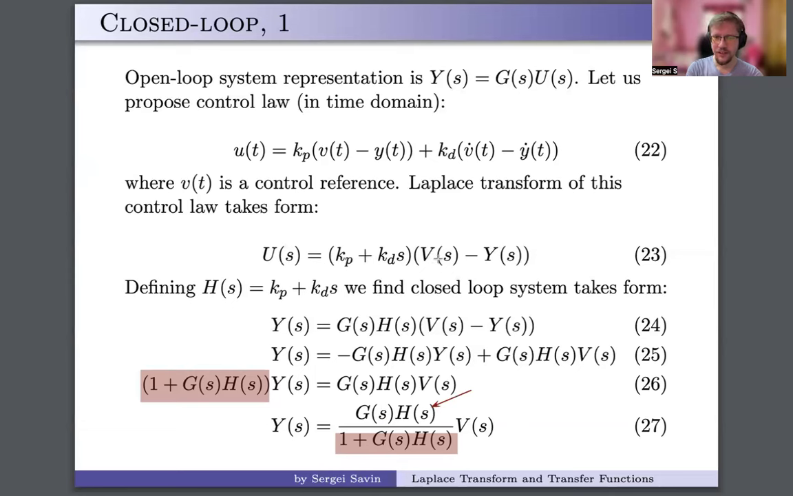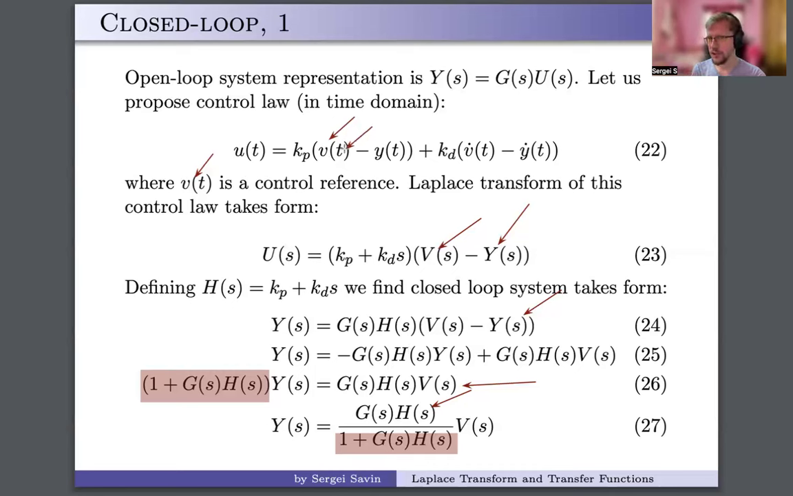Second, this was possible only because we had a reference signal V of T. If we didn't have a reference signal V of T, on this step we wouldn't have this expression. We would only have y, and on this step we wouldn't have v. We would only have y, and finally we would not have a right-hand side at all. And a transfer function, by definition, is a function that transfers one signal into another. It is not a function that can operate on one signal alone. You need to have two signals. So the control reference is important. If you're going to do all of this by yourself, remember you need a control reference.